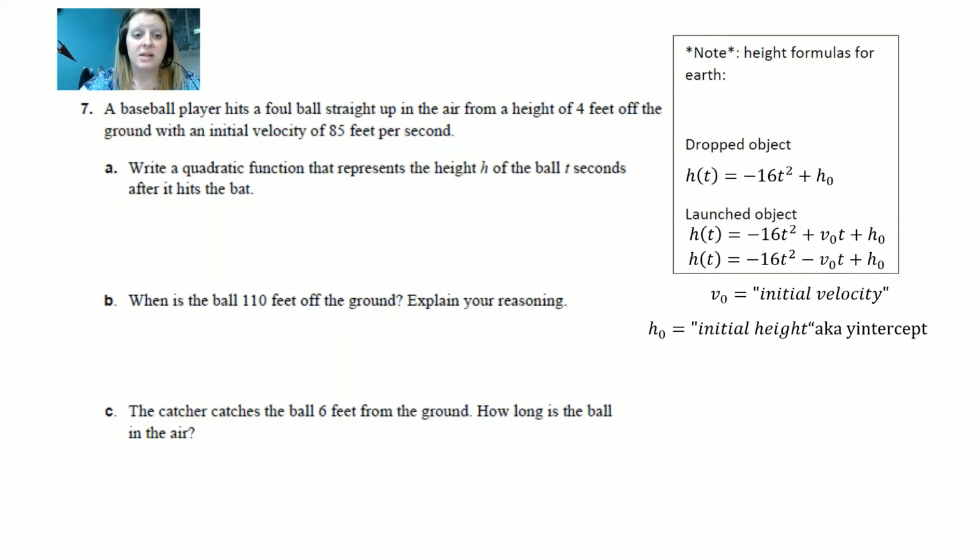All right, so we're going to take the info and we're going to set up a formula for part A. So the baseball player hits a foul ball straight up in the air from this height, and here's the initial velocity. So we're going to take those values, and since it's hit upwards, we want to use this formula right here. So we begin with h of t, and we have negative 16 t squared plus 85t plus 4. So that's going to be our formula.